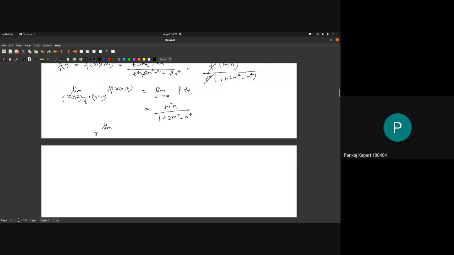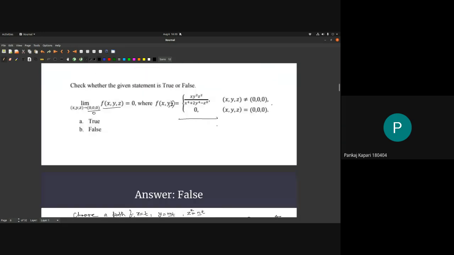The limit of this function as xyz goes to 0, 0, this limit does not exist, right? It means this statement is false. The limit is not equal to 0. It doesn't even exist. Okay.